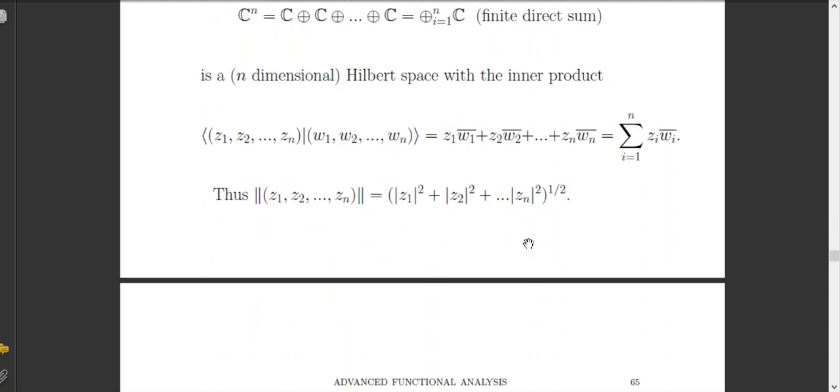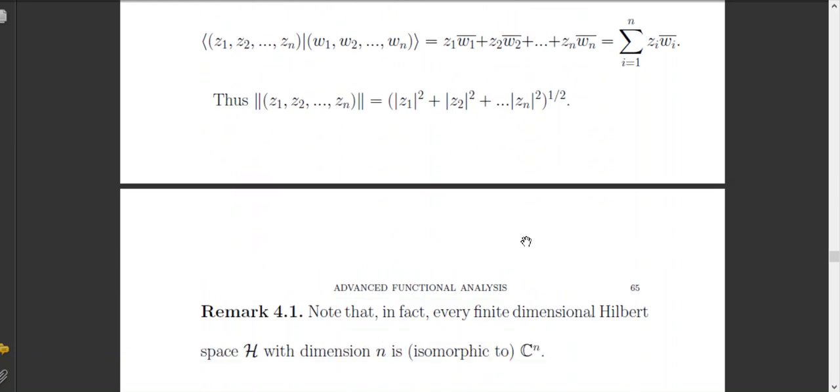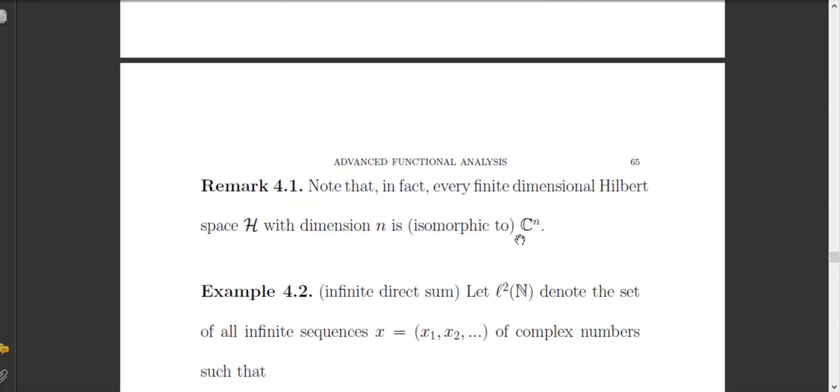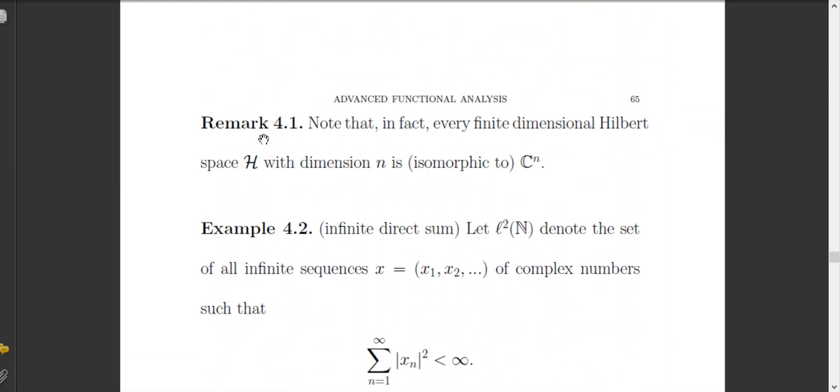Okay, let's take a look at the next example. Before we talk about the next example, look at this remark. Actually, this remark is a theorem. We just recall it without proof: every finite dimensional complex Hilbert space with dimension n, or equivalently every n-dimensional complex Hilbert space, is isomorphic or simply equals Cn. So if we have an n-dimensional complex Hilbert space, it is nothing but Cn.